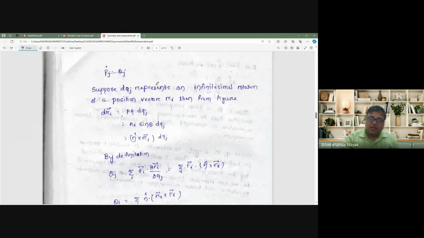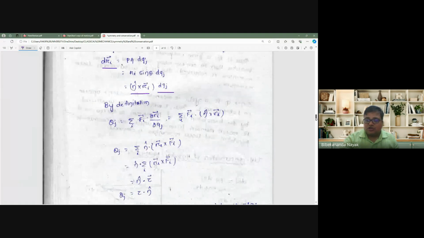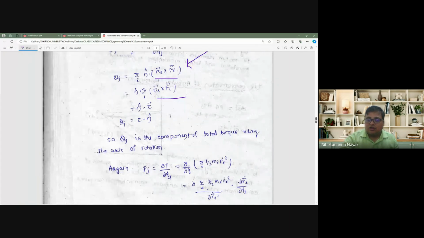Okay, we proceed in a similar fashion, but the only difference is dRi is n cap cross Ri into dQj, whereas in the earlier case it was only n cap dQj. So ∂Ri/∂Qj is equal to n cap cross Ri. Now Qj is defined as Fi dot ∂Ri/∂Qj, where ∂Ri/∂Qj is equal to n cap cross Ri. Here we slightly rearrange this and use the formula a dot b cross c is equal to b dot c cross a. So I can write it as n cap dot Ri cross Fi. I used this formula, and R cross F is a torque. So it is n cap dot torque, the component of torque along the axis of rotation.